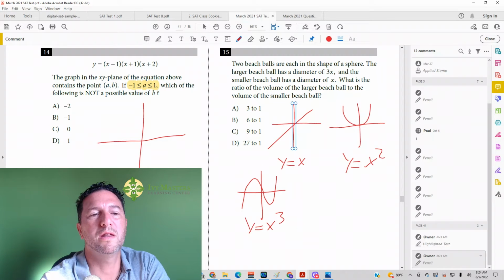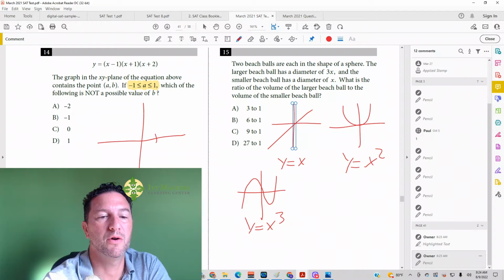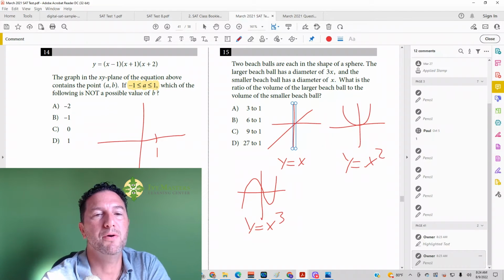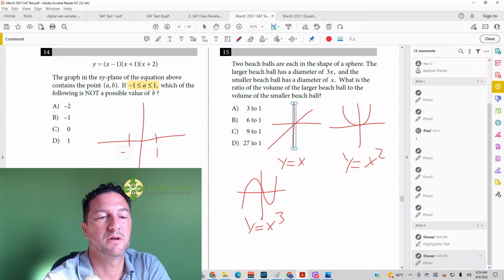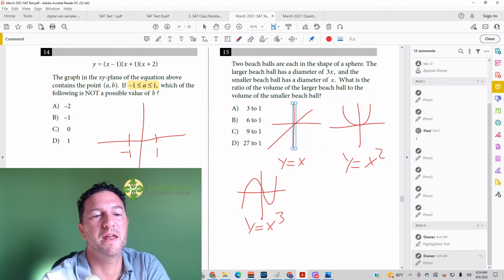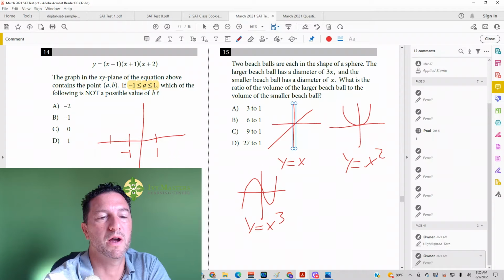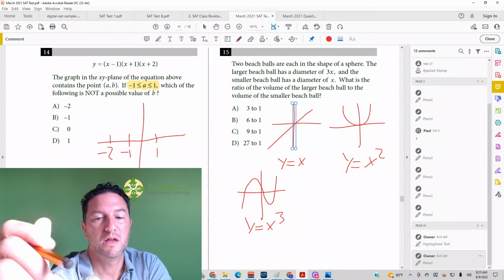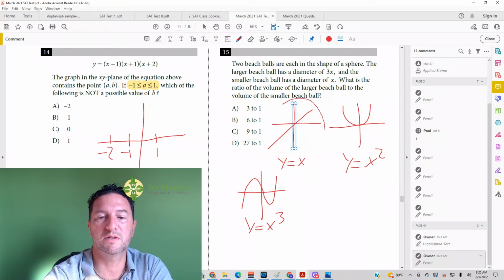If I put 1 into the equation, then my y is 0. So I know that the equation goes through 1. If I put negative 1 into the equation, then my y is also going to be 0. So I know it's going to go through negative 1. If I put negative 2 into the equation, then my y is also going to be 0. So it goes through negative 2.